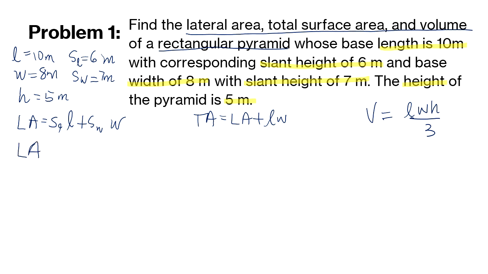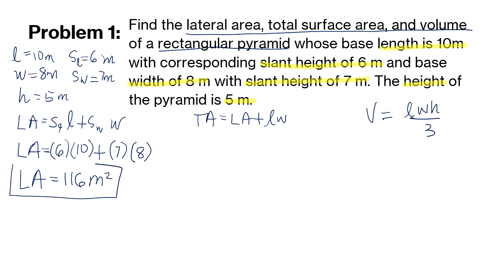For lateral area, we have slant height is 6 meters times the length, which is 10 meters, plus slant height of the width is 7 meters times the width, which is 8 meters. Now, solving this will give you 116 meters squared. Therefore, our lateral area is 116 square meters.